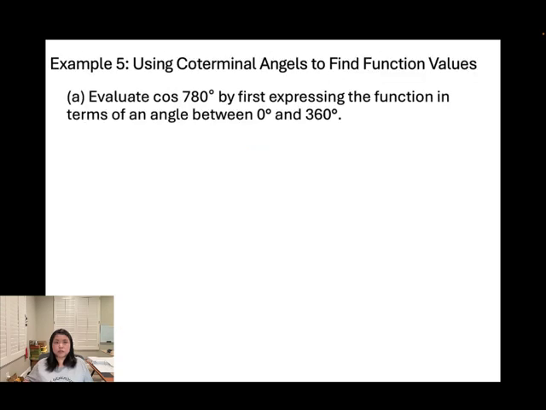Okay, example 5. Evaluate cosine 780 by first expressing the function in terms of an angle in between 0 and 360. For 780, we need to find the coterminal angle. So pretty much we need to subtract 360 two times, right? So that will be cosine 60°, and cosine 60 will be 1/2.